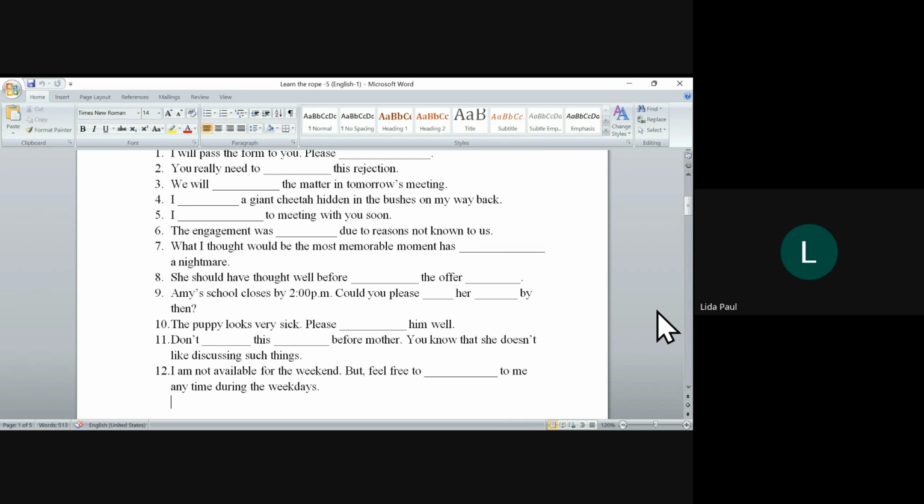Okay. Ninth one, Amy's school closes by 2 p.m. Could you please dash her dash by then? Easy, this one is.